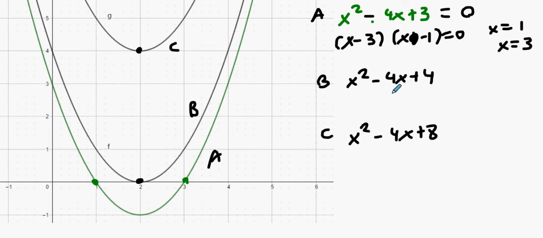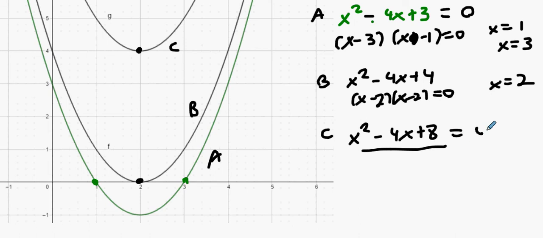x squared minus 4x plus 4 would end up getting x minus 2 squared equals 0, and we get one answer. This is x equals 2. The fact that we only get one answer means it only touches once. Everybody cool with that?